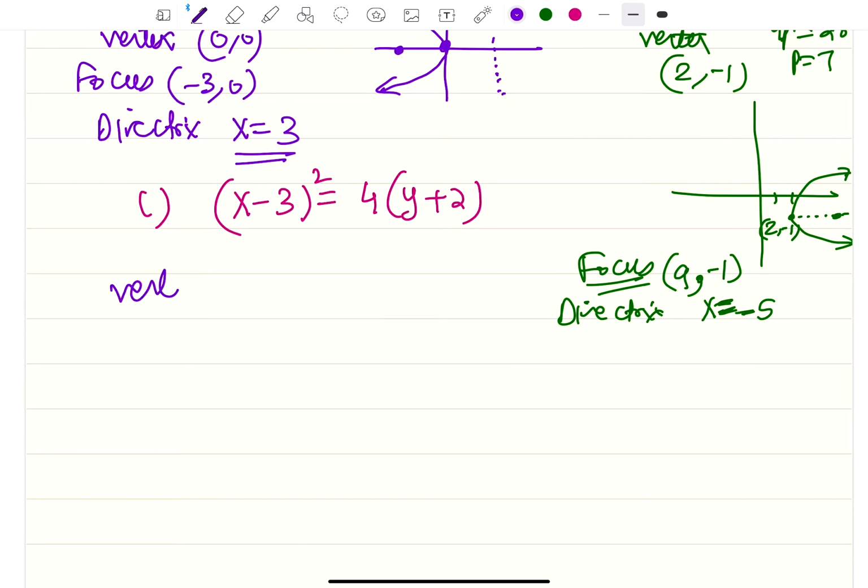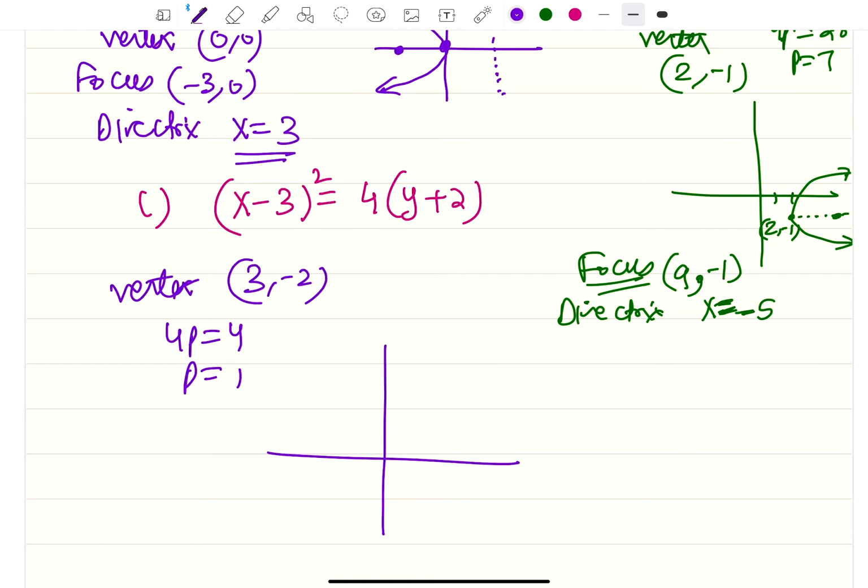All right, last one, we're looking for the focus, directrix, and vertex. The vertex in this case is going to be (3, -2). And 4p is equal to 4, so p is equal to 1. And this parabola opens up. So let's quickly draw it, that helps us think about the focus and directrix.